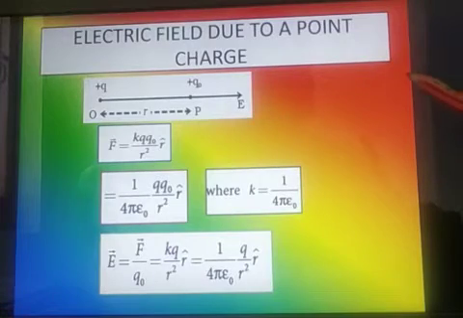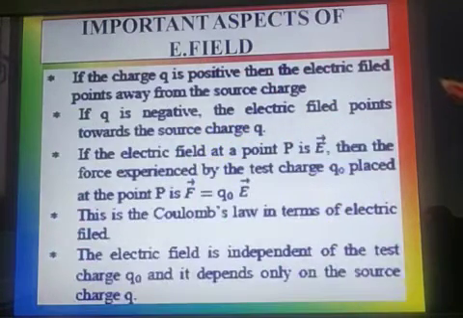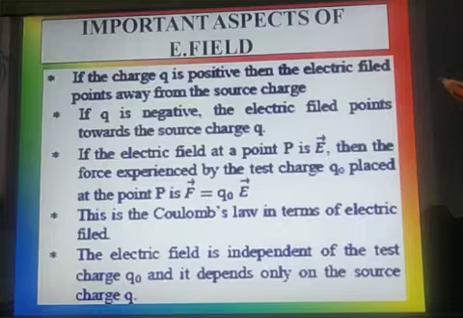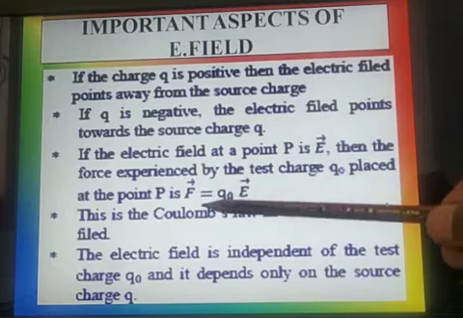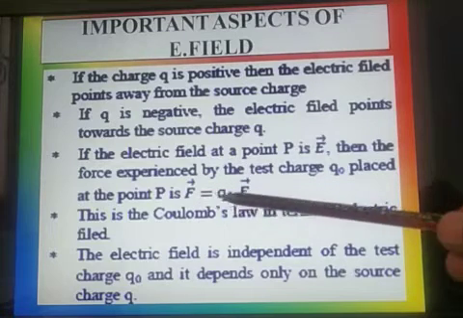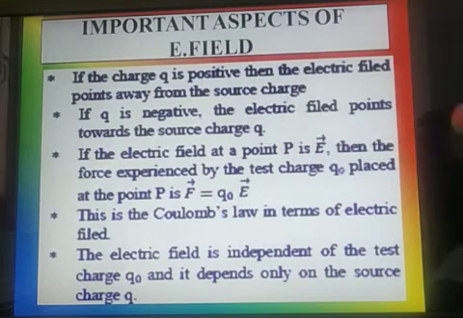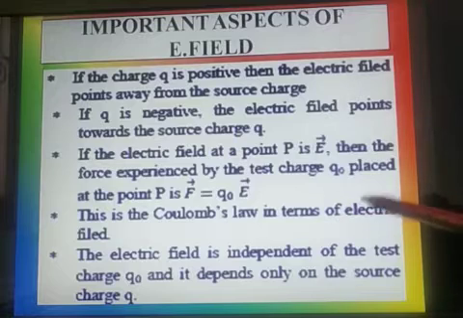After that we were discussing important aspects of electric field. We will discuss them one more time, short and sweet. If the charge Q is positive, then the electric field points away from the source charge. If it is negative, the electric field points towards the source charge. And the electrostatic force in terms of electric field can be calculated as F vector is equal to Q naught times E. This is Coulomb's law in terms of electric field.